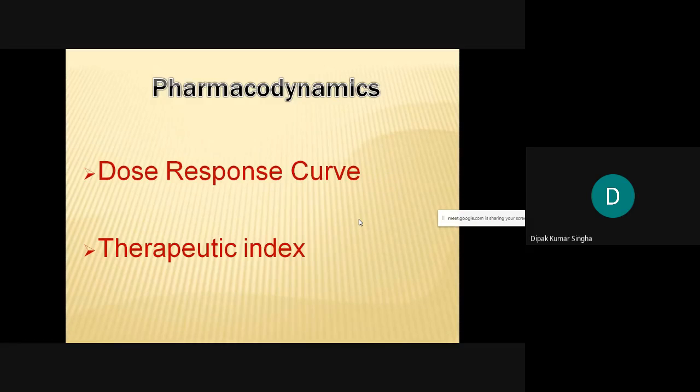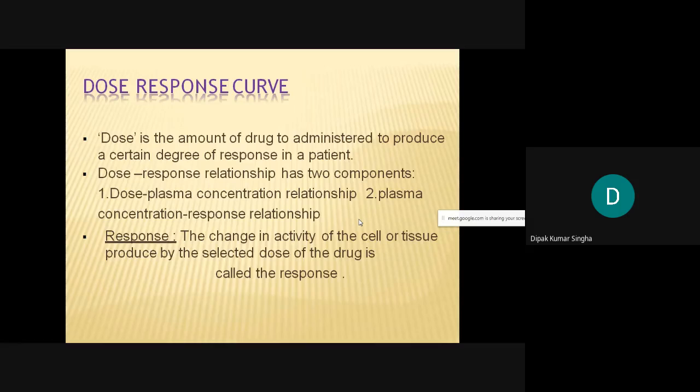So now we discuss the different topics: the dose response curve and the therapeutic response. What is the dose response? When we are suffering from a disease or some disorder, we take some drugs or chemicals or agents, and after that they produce some effect, that is called the response. The dose is a certain quantity of the drug administered, and after that the effect will come.